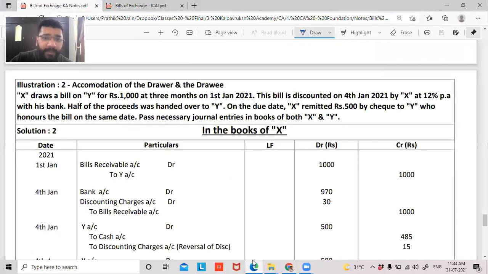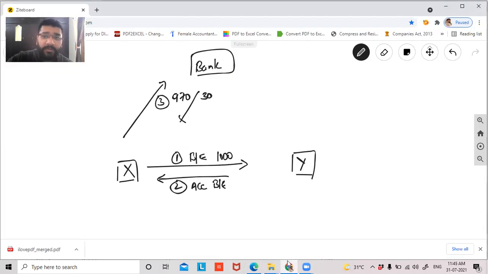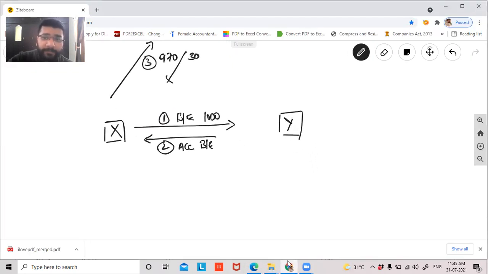Then what is happening? After the amount has been discounted from the bank, half of 970 is how much? Can somebody tell me?